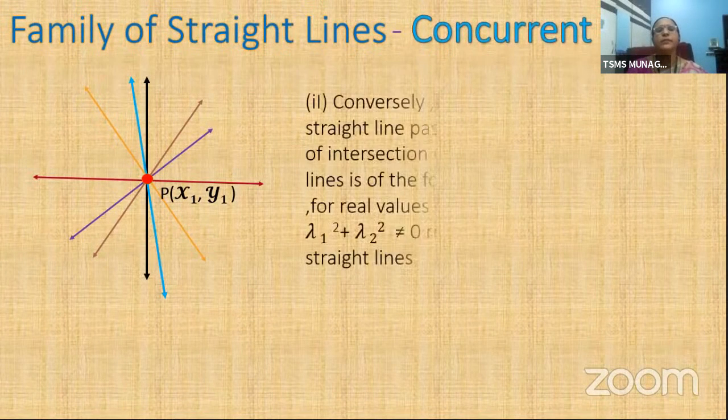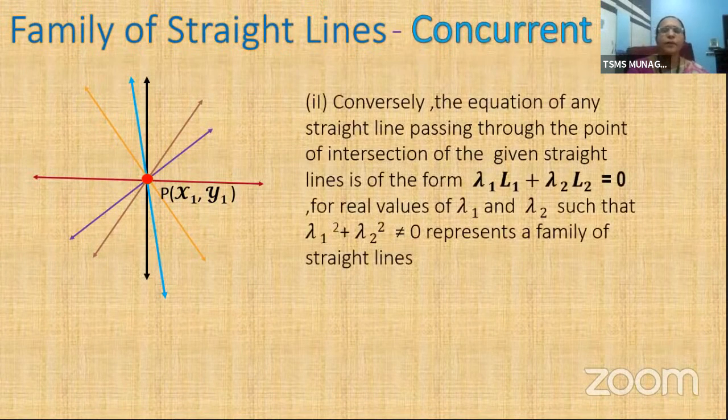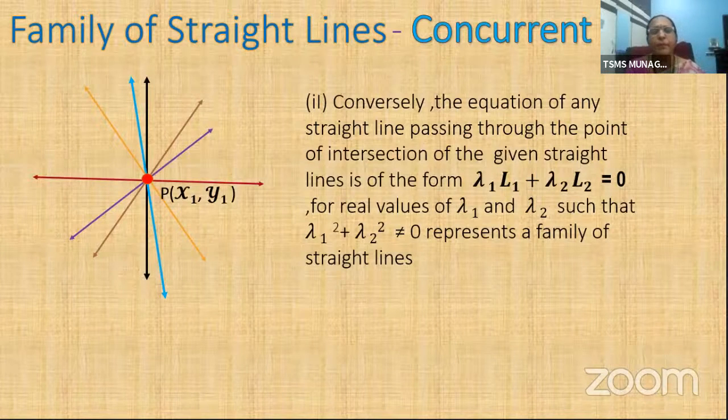We have also conversely said that the equation of any straight line passing through the point of intersection of the given straight lines is of the form lambda 1 L1 plus lambda 2 L2 equal to 0, for real values of lambda 1 and lambda 2, such that lambda 1 square plus lambda 2 square is not equal to 0, and it represents a family of straight lines. See, so here what do we understand? We understand that both ways are true.